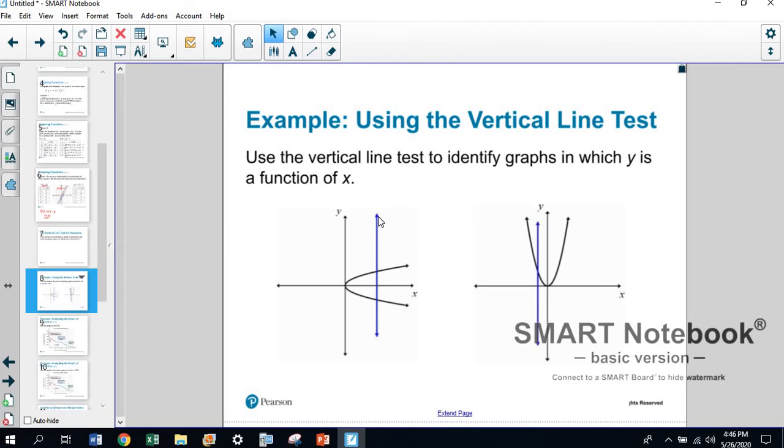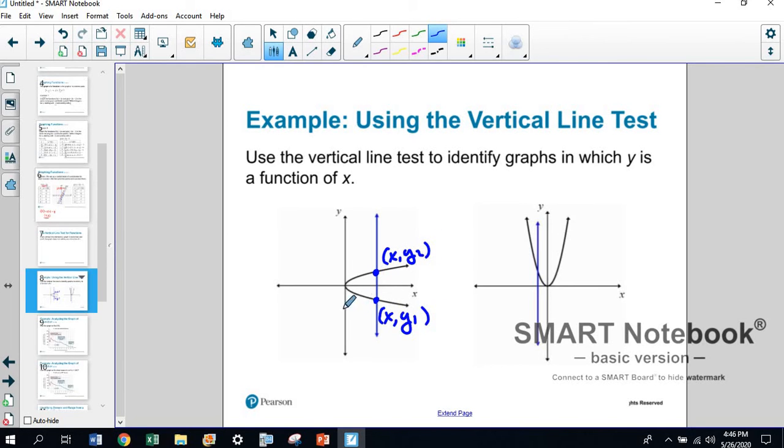Are they functions? Well, this vertical line draws down here. This vertical line intersects your curve at 2 points. What does that mean? That means for this x value, whatever this x value is, you have 2 different y's. Right? These y's are different. And what's the rule for a function? The rule for a function is if you have more than one y for the same x, you are not a function.